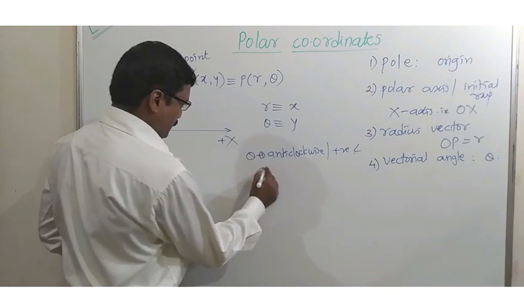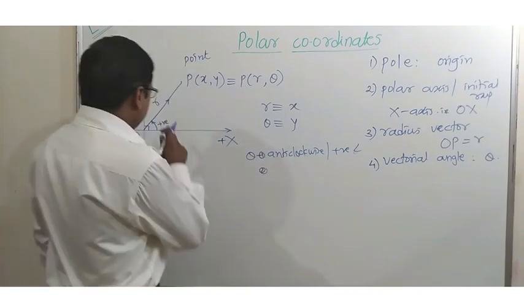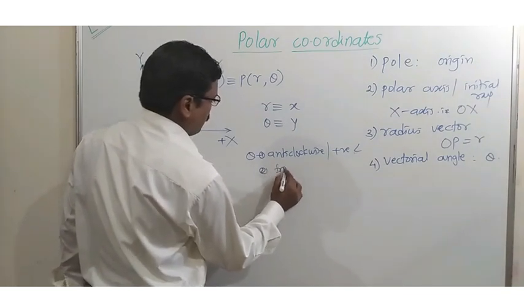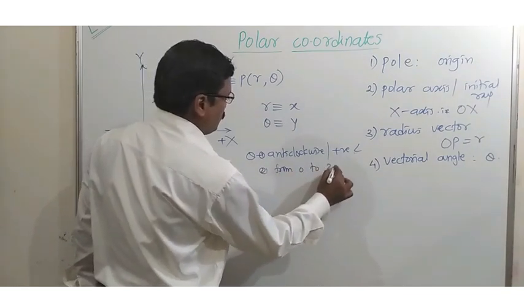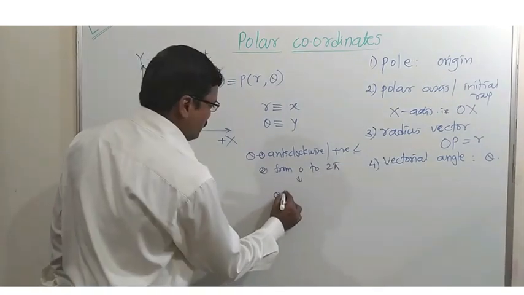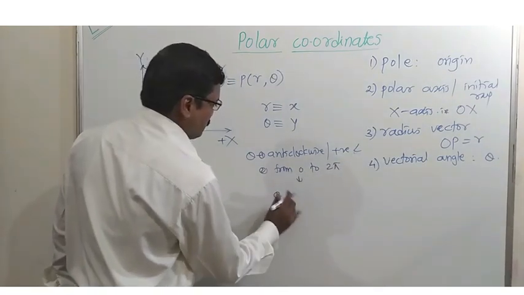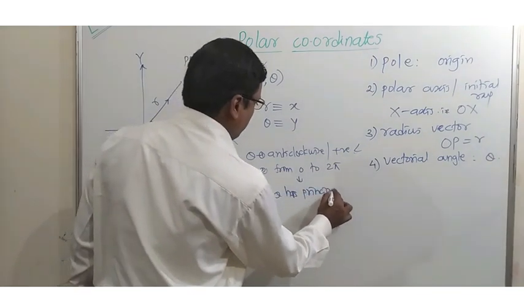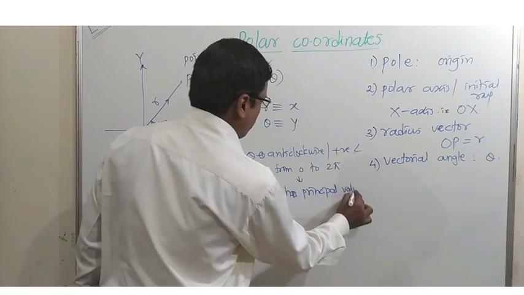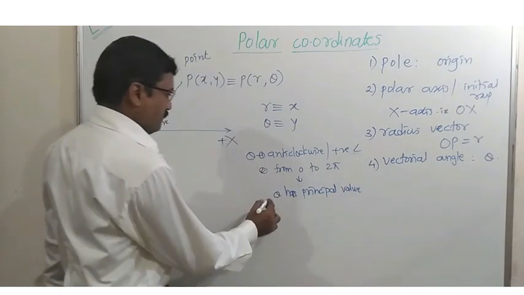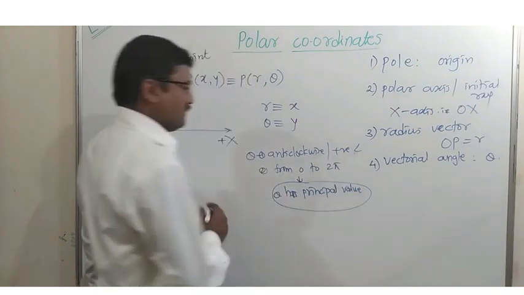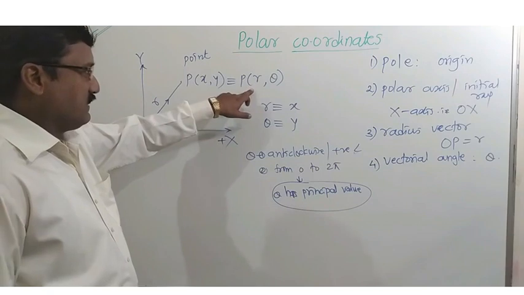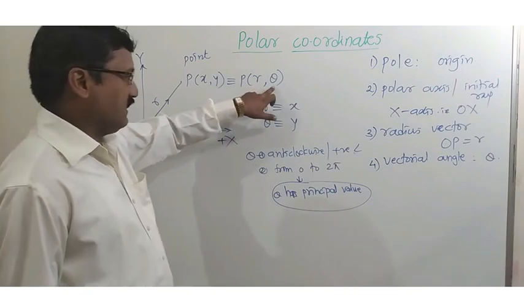The property of these two numbers is that this theta is always from 0 to 2 pi. That means theta has its principal value. Okay, remember this theta is nothing but our principal value. So these are the radius vector r and the vectorial angle theta.